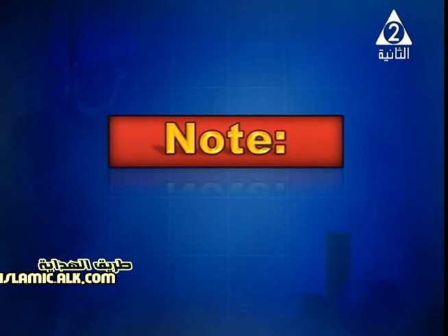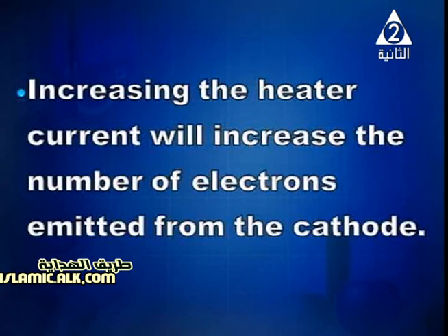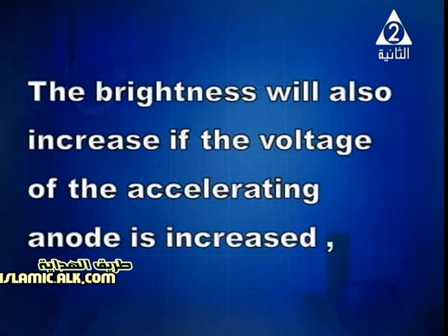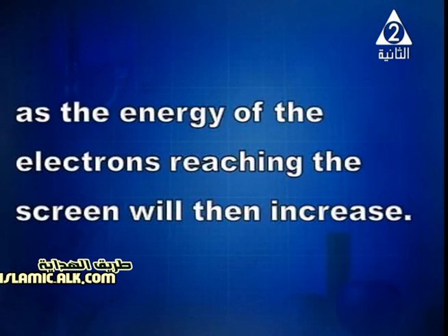Your attention, please. Increasing the heater current: when we increase the current that flows in the heater, it will increase the number of electrons emitted from the cathode. And what happens? The number of electrons per second striking the screen will then increase, and so the brightness of the luminous spot will be increased. The brightness of the luminous spot will also increase if the voltage of the accelerating anode is increased. The energy of electrons reaching the screen will then increase.